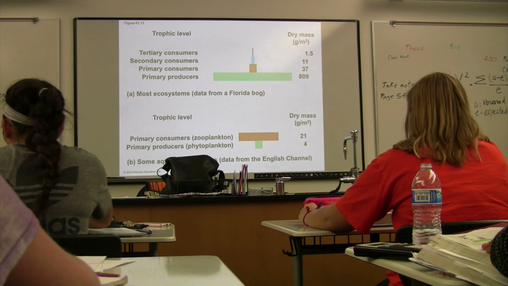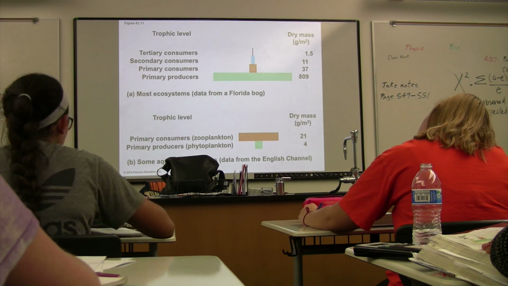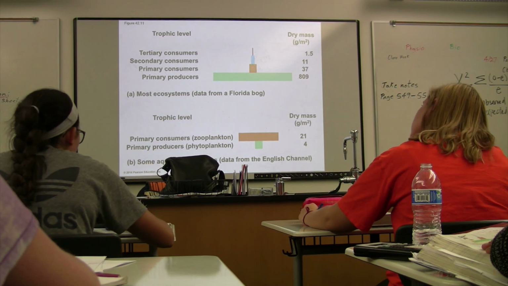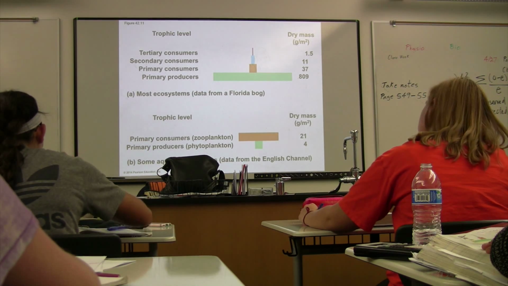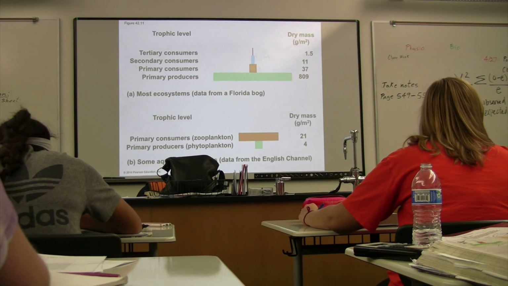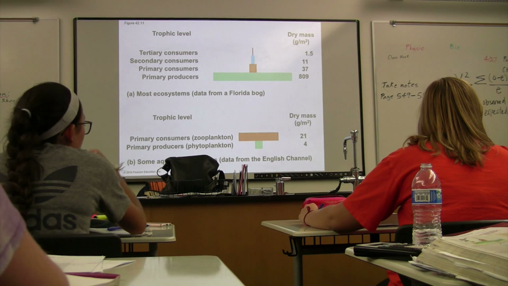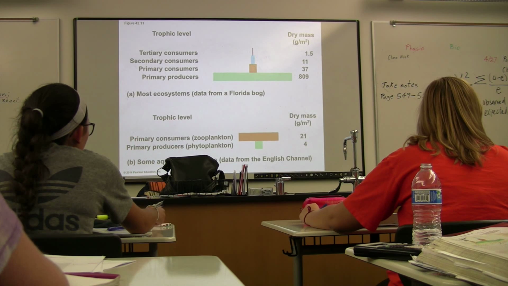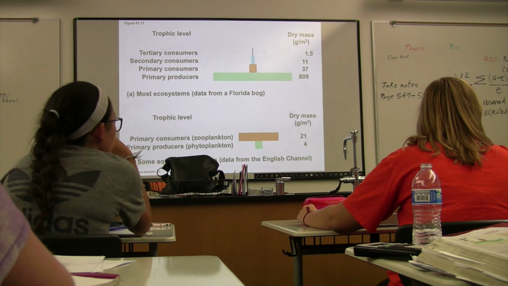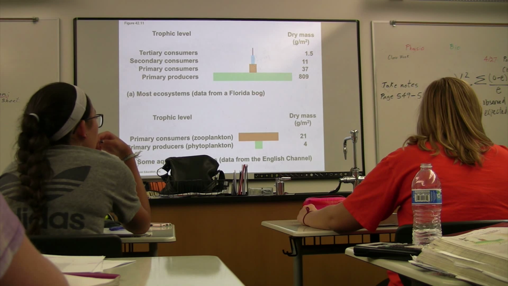Then we have some other pyramids. Whenever you see a pyramid on your test, you want to make sure you know what type of pyramid you're getting. Could be an energy pyramid, could be a biomass pyramid, could be a pyramid of numbers. They look all very similar, but the questions in the multiple choice are going to be geared toward what type of pyramid that you're looking at. So be sure you're answering in the right form.